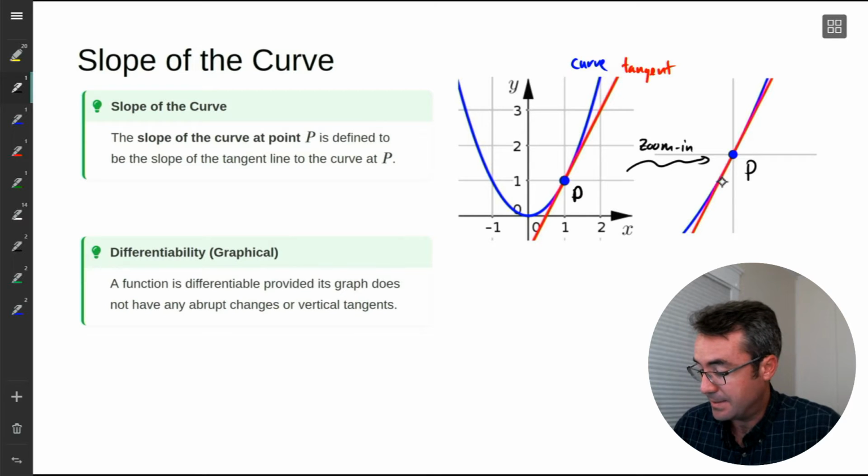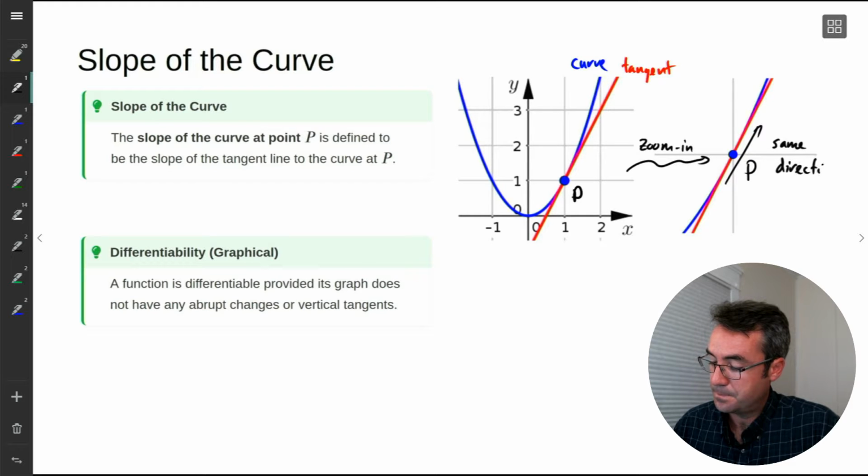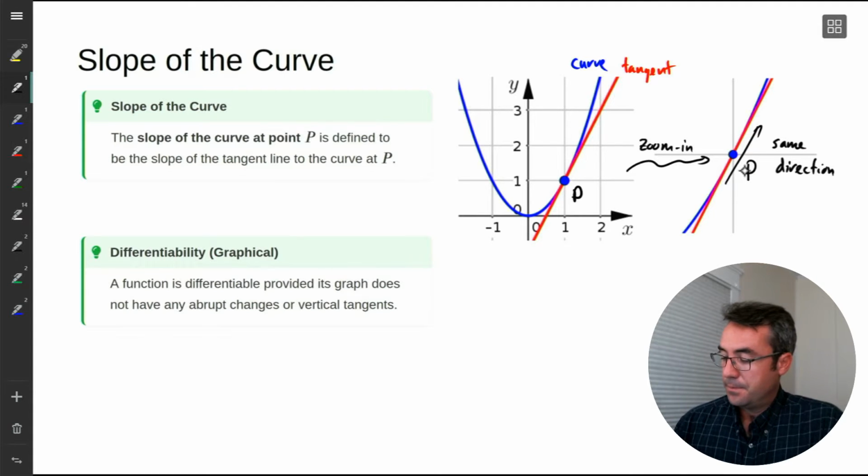You can tell at that point, it looks like our curve and our tangent line are going in the same direction. And so this is a perfectly natural way to define the slope of our curve. It's just the slope of our tangent line. Here's an example of a point where it's differentiable. What we're seeing is that the curve and the tangent line are just going in the same direction. They look very similar to each other.